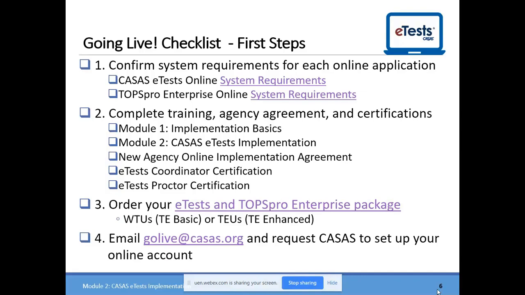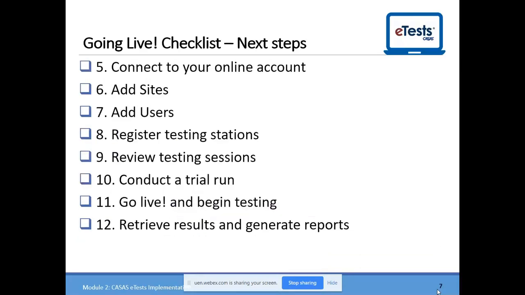The person that's in charge will need to do an agency agreement. And then, of course, you need to decide who's going to be coordinators and rosters, and we'll talk a little bit more about that. Once that's all done, you can actually order them. Some of you may already have. And then you email. If your agency has not used CASAS before, or you've been using it for ESL in the past, you need to email this go live to get set up.